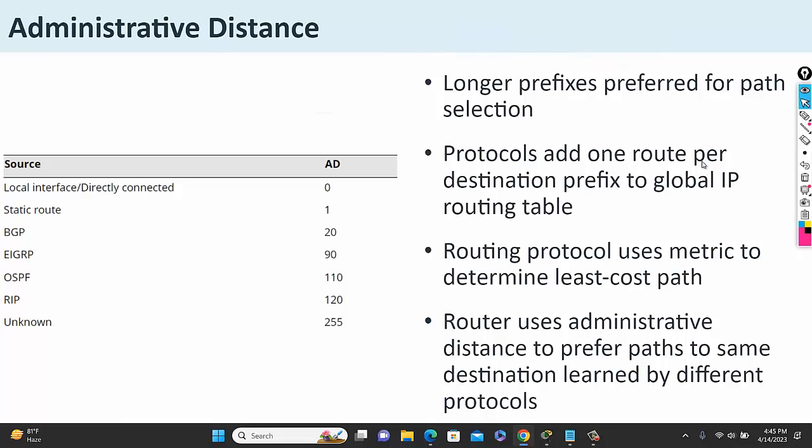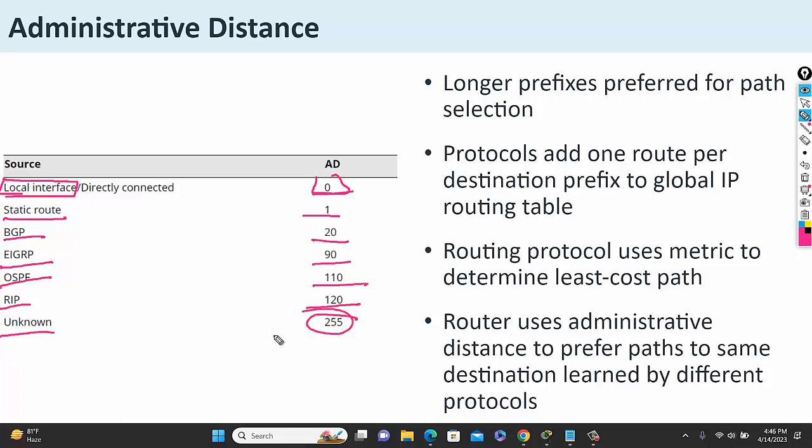Different protocols use different algorithms for generating the administrative distance. So here the source, meaning local or directly connected interface, has an administrative distance value of 0. Static route has the value 1, BGP 20, EIGRP 90, OSPF 110, RIP 120, unknown 255. So these are the different administrative distances.